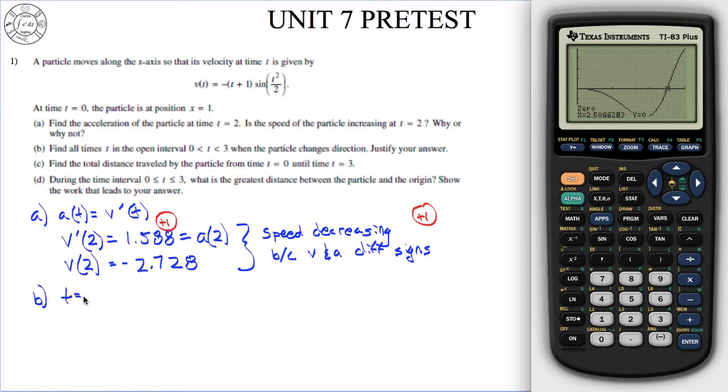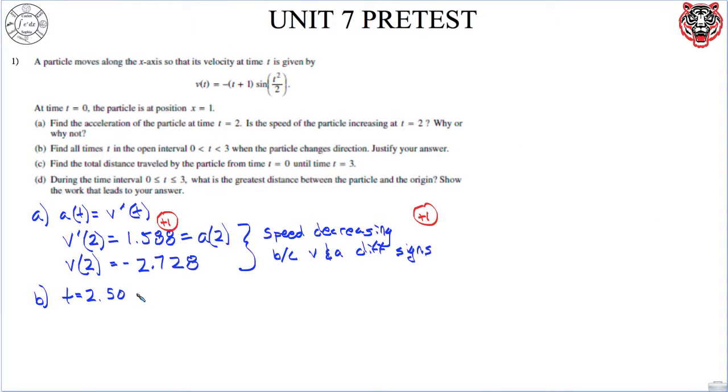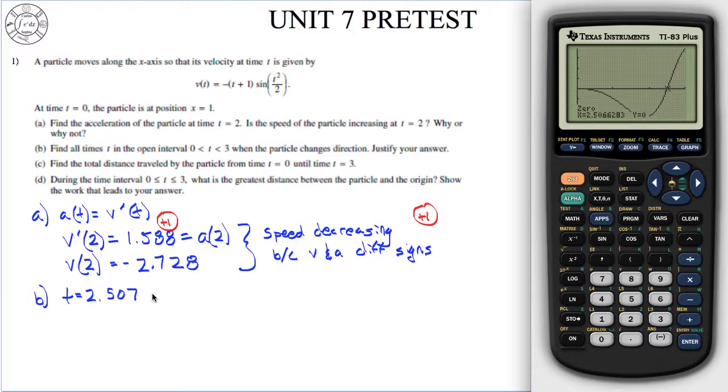So t equals 2.506. You can do 2.506 or 2.507; both of those will be plus 1 point. Either one is okay. You can choose to round or not. Truncate is not rounded, so either truncate or round. I choose the truncate. I prefer rounding because that's more universal. When you go to college, most people are going to say you need to round.